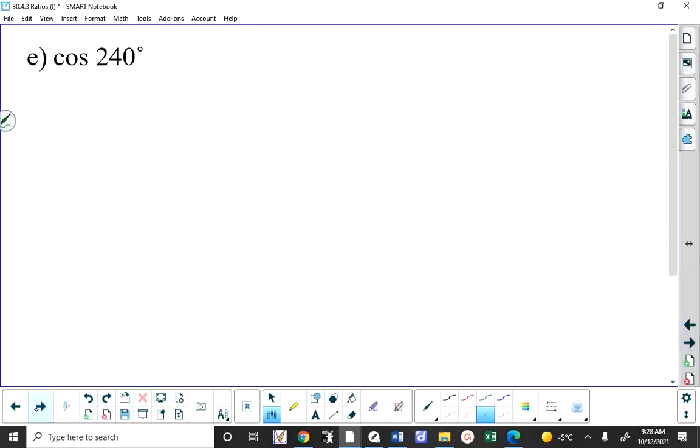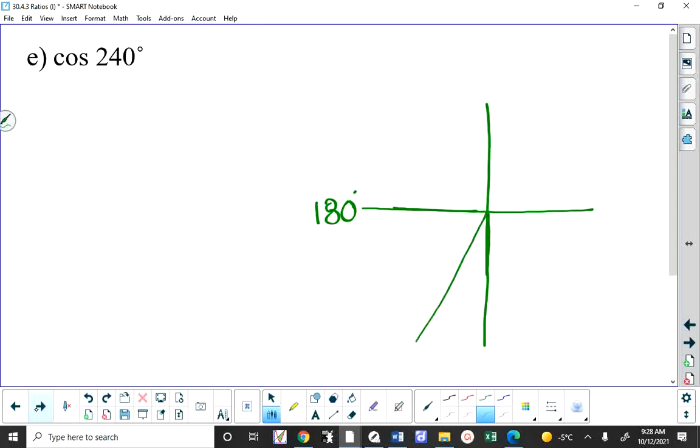Cosine of 240. So where is 240 degrees on the unit circle? If you can answer that question, the answer to this question is the x coordinate at that point, because cosine is x on the unit circle. 240 degrees, let's see. 180 is here. 240 degrees will be another 60 degrees. So it's one of those, what I would call an oddball angle.